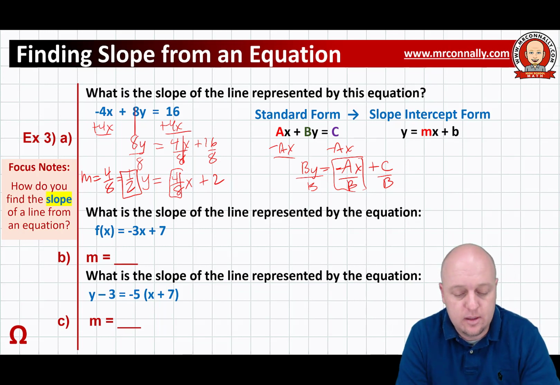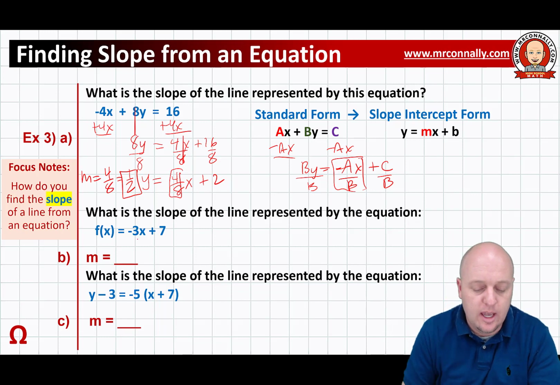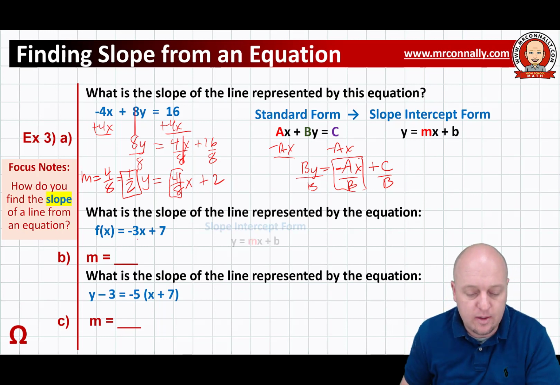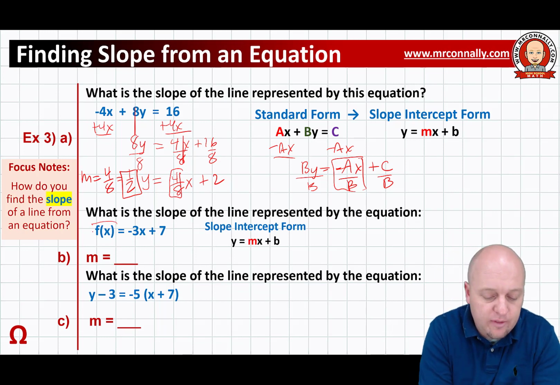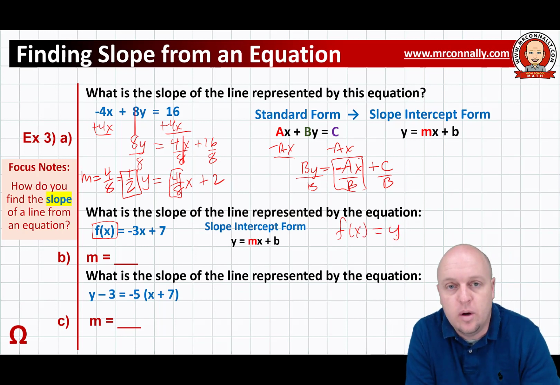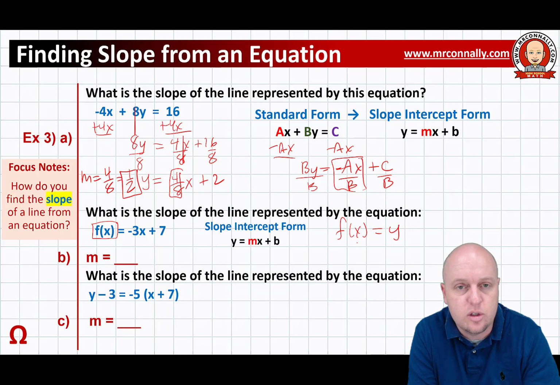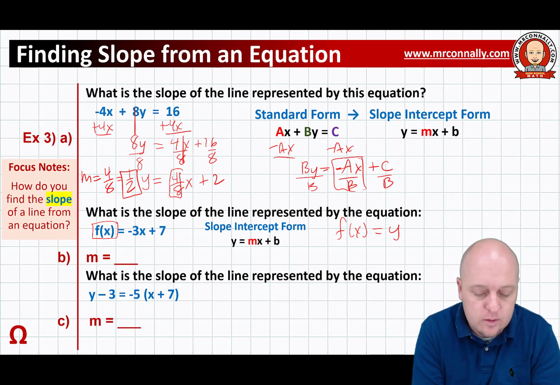All right, let's look at B. This one's a little bit easier. What is the slope of the line represented by the equation f of x equals -3x plus 7? Okay, this is actually slope-intercept form. F of x is the same as y. You can write either one. They're interchangeable. F of x is just function form. Y is graphing form. So we've got slope-intercept form in this case. Y equals mx plus b. So that means that this number is our slope.